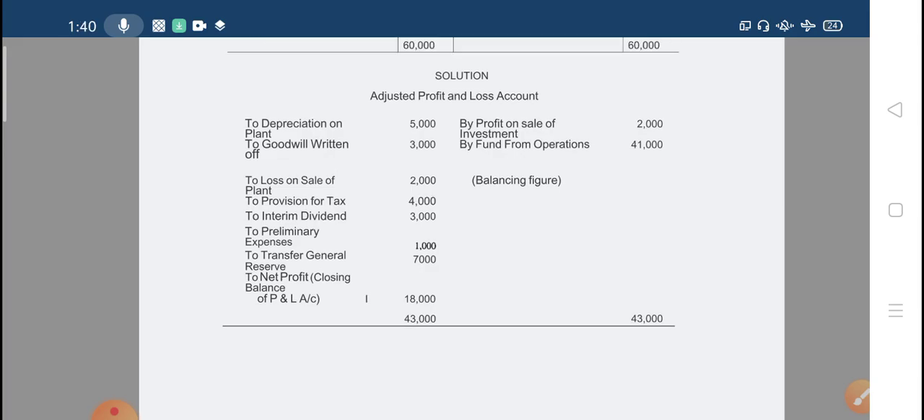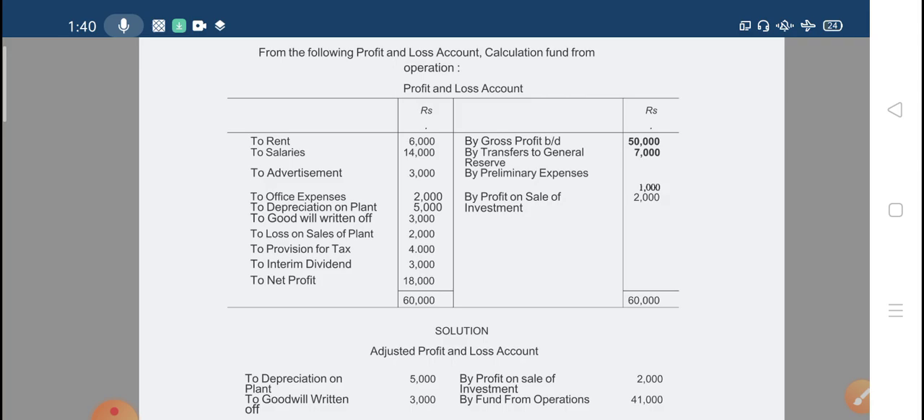After taking all the balances, the rent 6,000, salaries 14,000, advertisement 3,000, and office expenses 2,000 are not taken. These should not be considered at the time of preparing the adjusted profit and loss account. The direct and indirect expenses should not be considered at the time of preparing the adjusted profit and loss account.